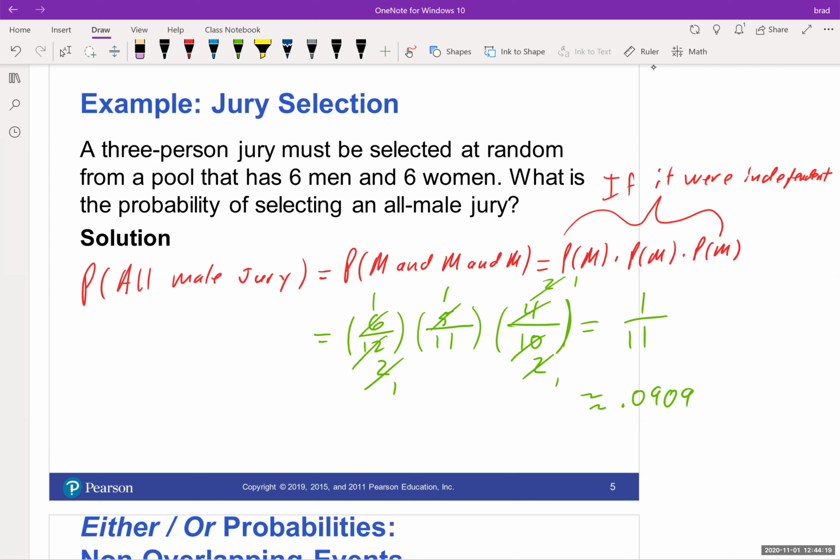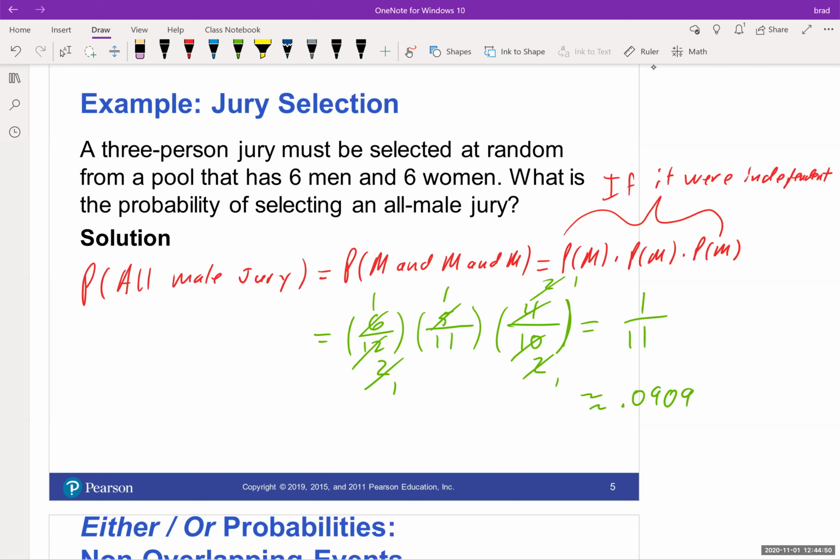12. Uh-oh. I think I might have 6 times 5 times 4. Let me double check you real quick, you guys. I think I might be missing a 0 somewhere. Divided by 12 times 11 times 10. No, the book is actually wrong.